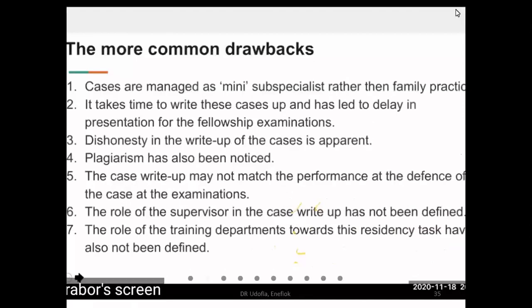This slide is trying to also look at, I'm sorry, the presentation looks a bit lengthy, just to capture those things. The common drawbacks: most cases, they notice, are managed like mini subspecialists. For example, if you do a bone fracture, you manage it as a specialist. It mustn't be so. There must be a family practice aspect of it. And it takes time to write these cases. Because of that, there's a delay.